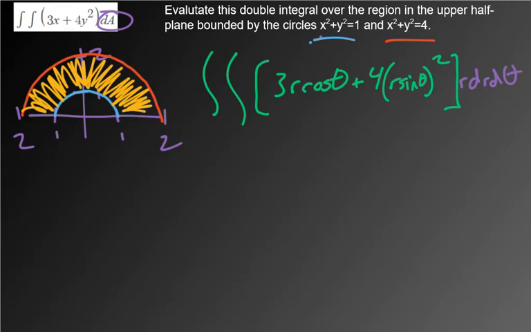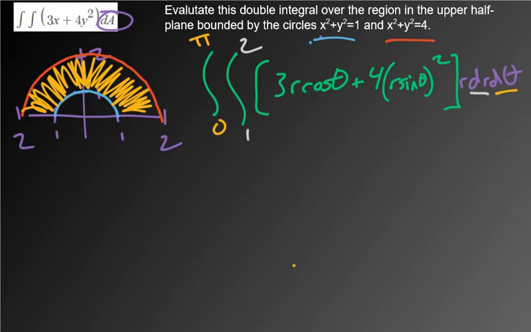In terms of bounds, dr is the radius, and the radius goes from 1 to 2. So this bound is 1 to 2. And then d theta is the angle, right? We start here, and we're going through half a circle, which is pi radians. So for d theta, I do 0 to pi. And that's the setup.